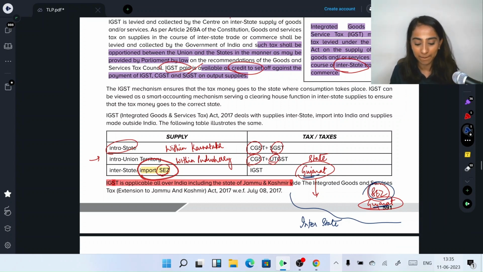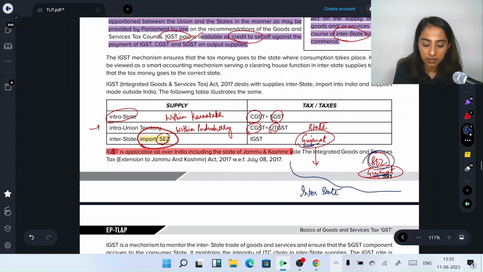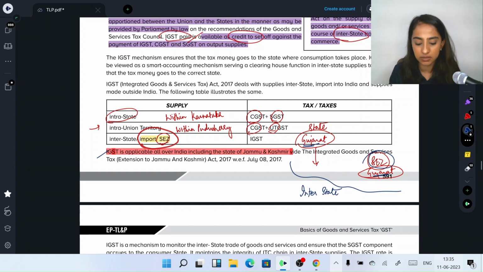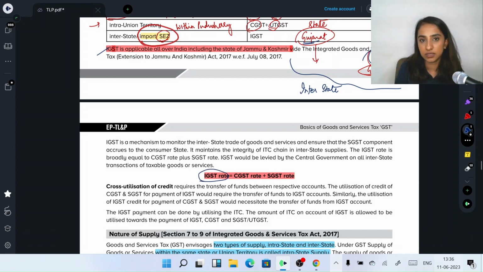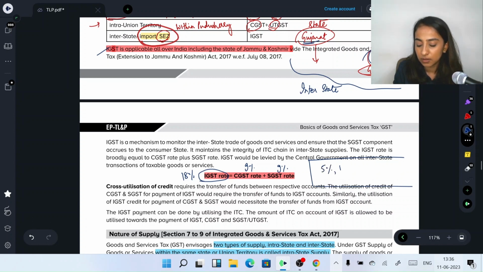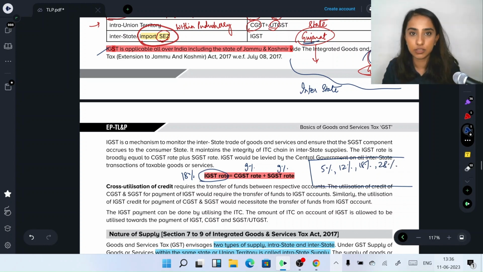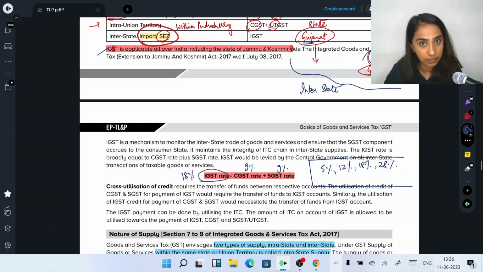Cool? Okay. Now we are saying IGST is applicable all over India, including the state of Jammu and Kashmir. Why leave Jammu and Kashmir? Even that is included. Now, I told you the IGST rate will be equal to the CGST plus SGST rate, just that it will be one rate. So if this is 18%, this will be 9% and 9%. So now what are the rates of GST? 5%, 12%, 18% and 28% are the applicable rates that exist right now under the current GST regime.